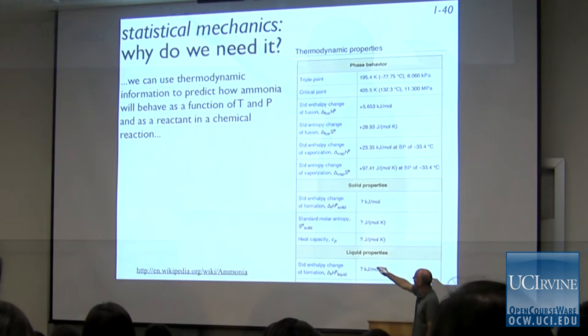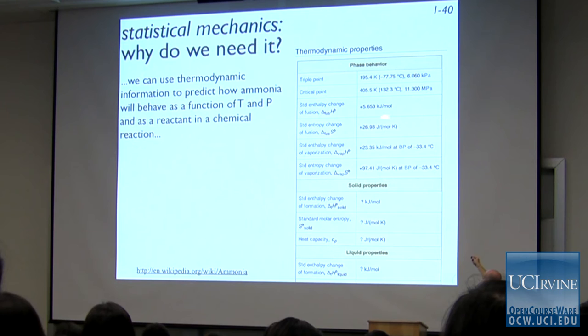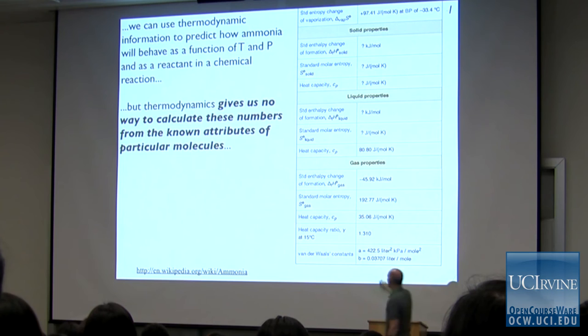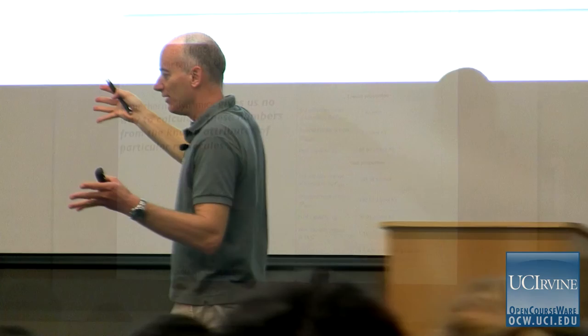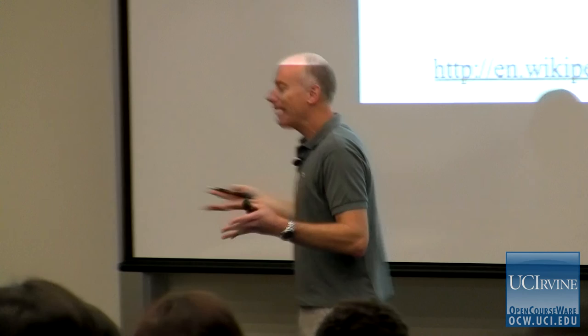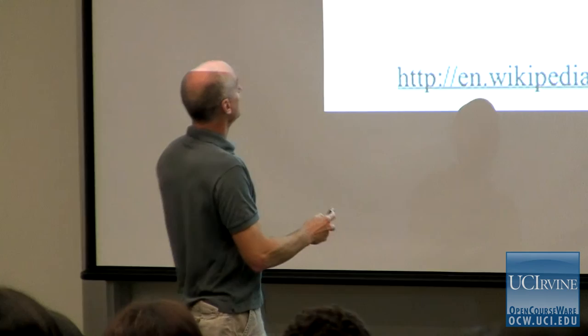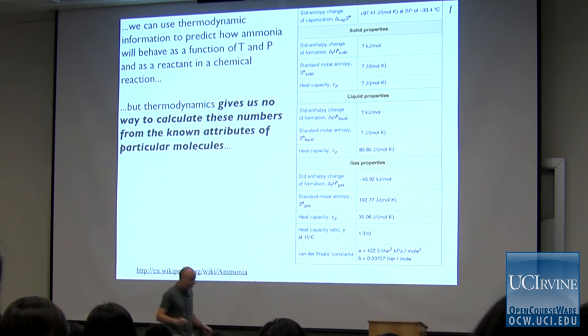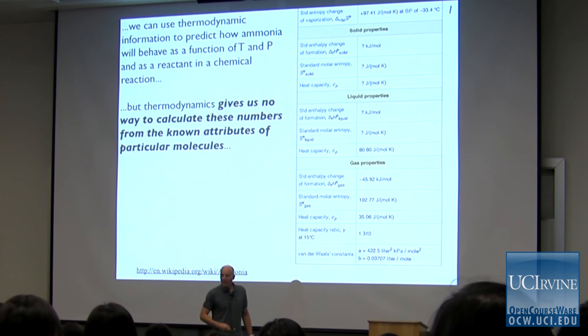Here's a piece of a Wikipedia page on ammonia. All right, standard enthalpy change of fusion, standard enthalpy of formation, heat capacity, standard molar enthalpy. And we can look up all these numbers and use them, right? And that's what thermodynamics is all about, how to parameterize the physical behavior of substances. The problem is it makes no connection to the attributes of molecules. In other words, I can look at this number here, heat capacity, but there's no way for me to calculate this number starting with the molecular properties.